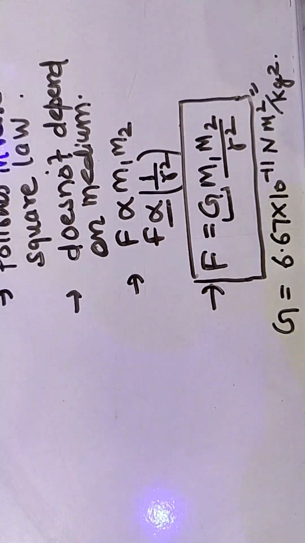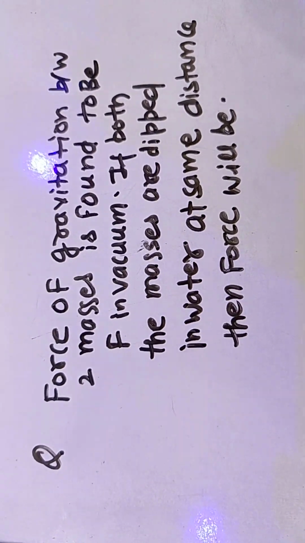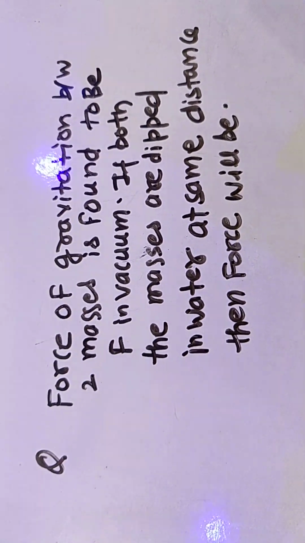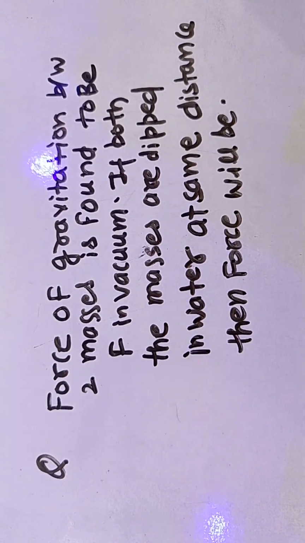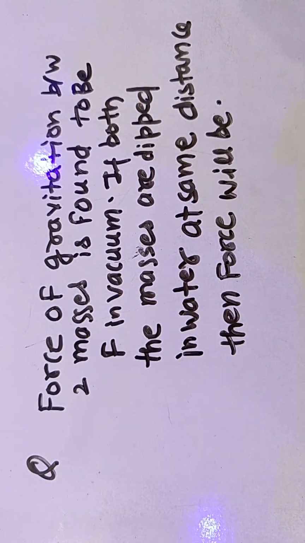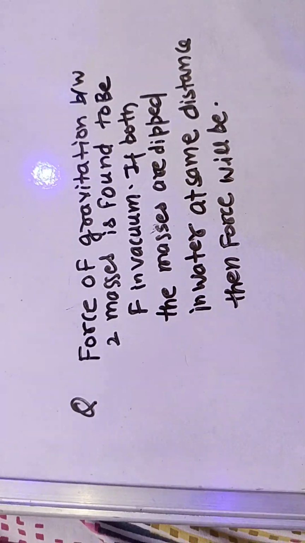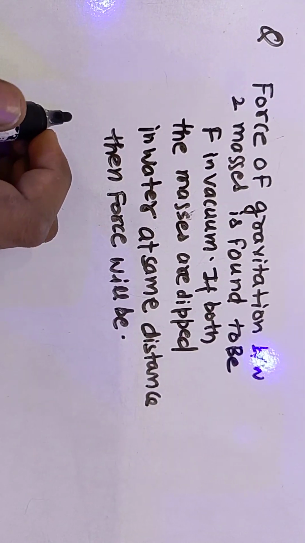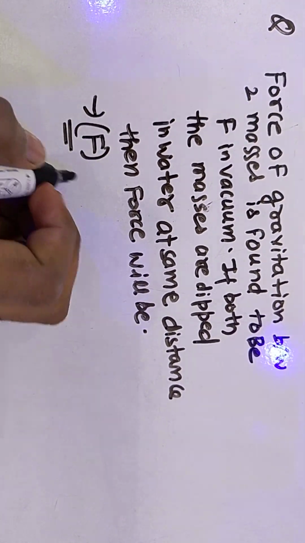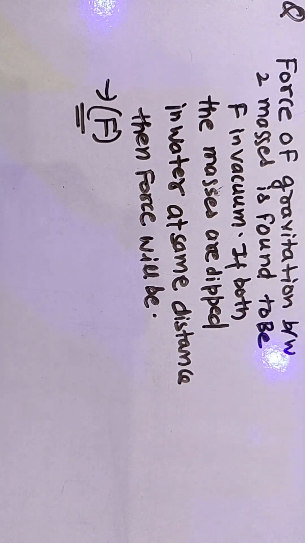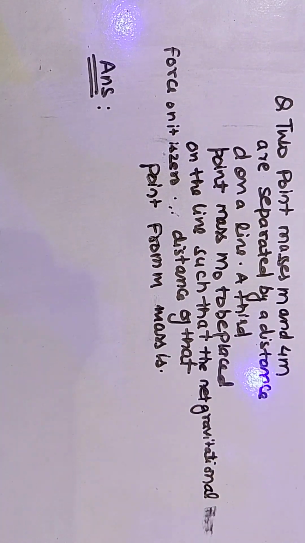So here we have a question that says the force of gravitation between two masses is found to be F in vacuum. If both the masses are dipped in water at the same distance, then the force will be F, it remains as it is, because medium does not affect gravitation. Next question.